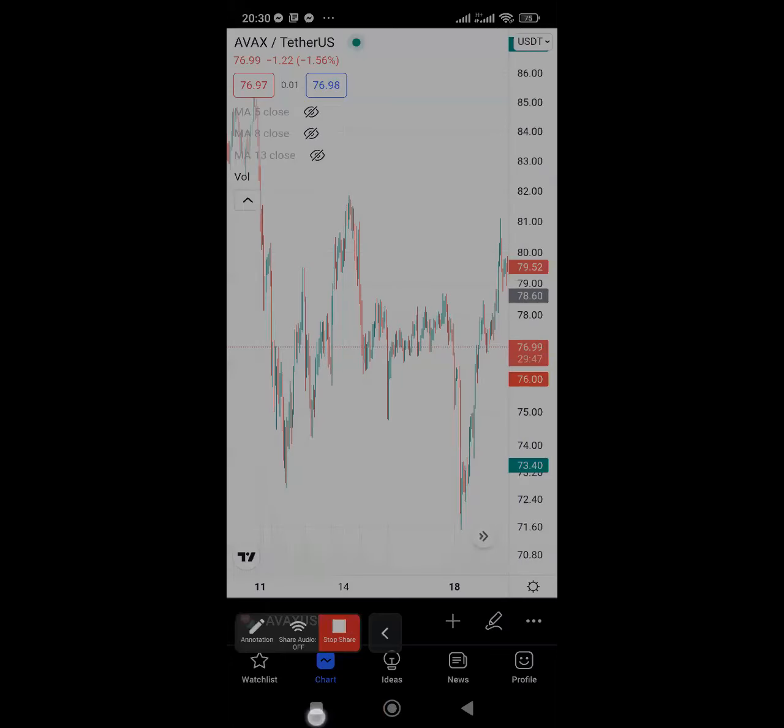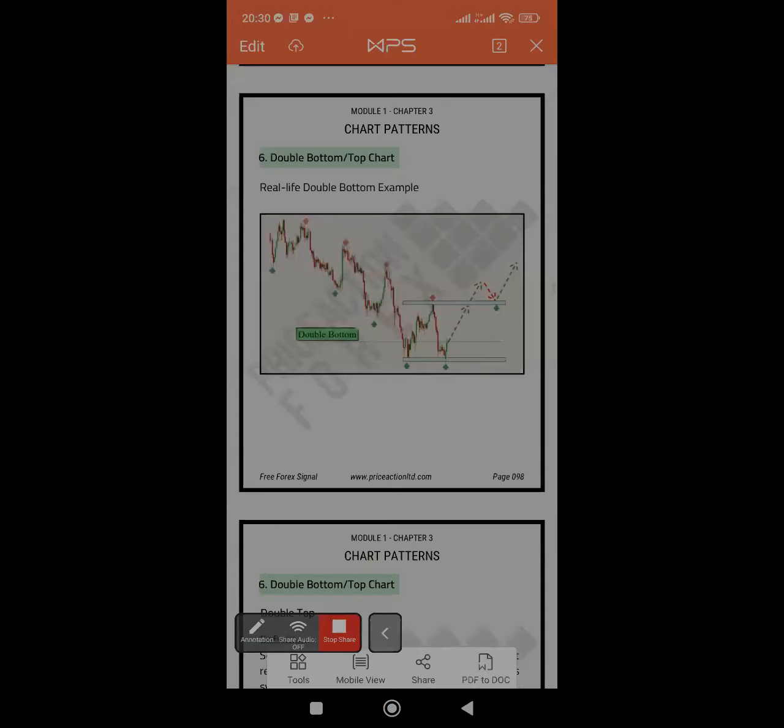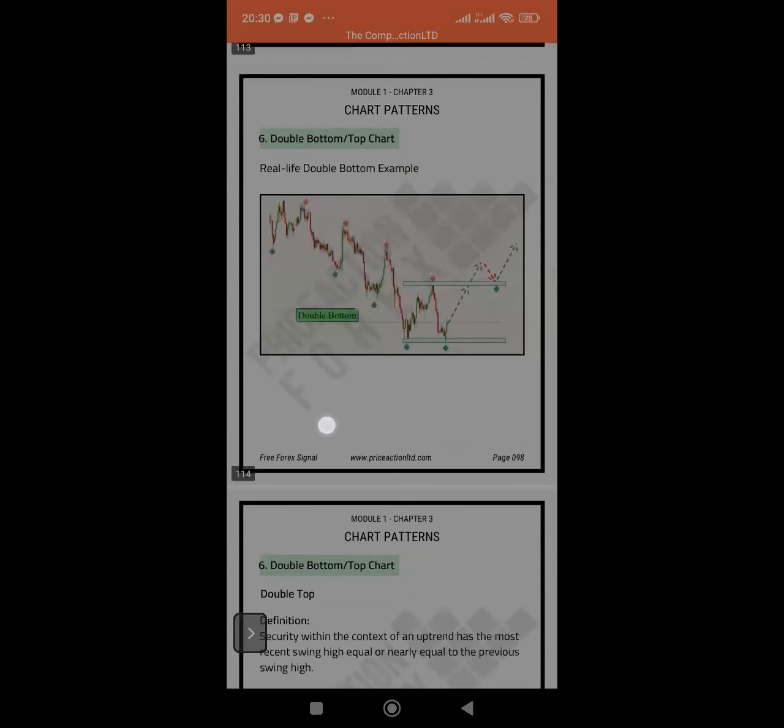All right. So let's talk about the double top pattern.